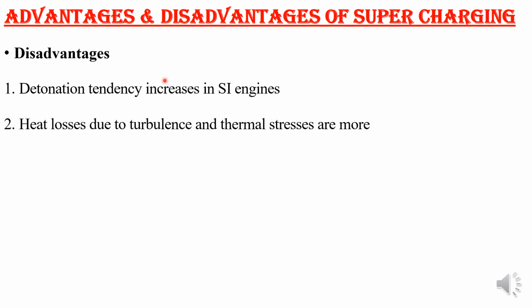Then heat loss due to turbulence and thermal stresses are more. So heat loss will be more, and thermal stresses, especially because more pressure will be there, and so more heat energy will come into the picture. So your materials have to withstand that thermal stress at higher temperature, so that may lead to problems. So that is another disadvantage of this system.